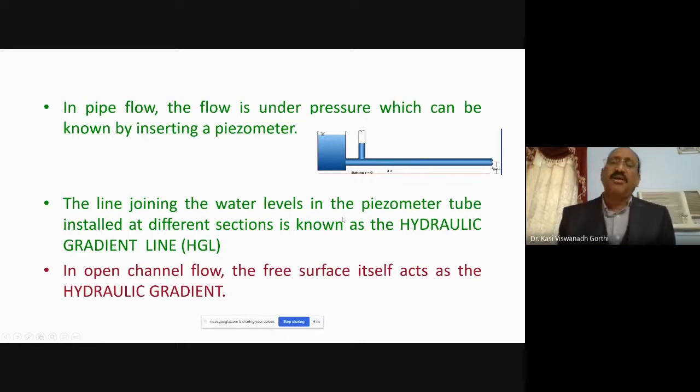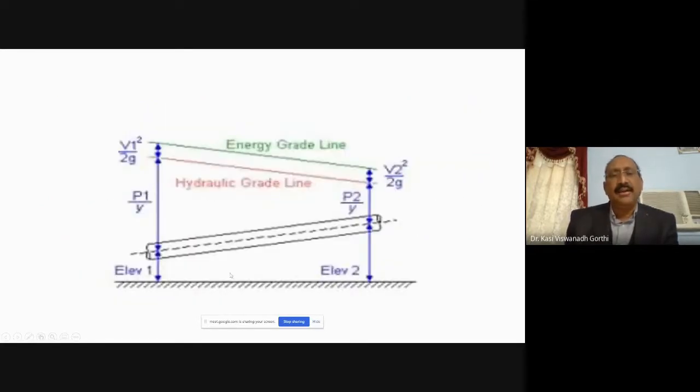In the case of open channel flows, even if you insert piezometers at different locations along the length of the channel, there will be no rise of liquid in the glass tube. For a very simple reason: open channel flows are free surface flows, directly open to atmosphere and not flowing under pressure, so the free surface directly acts as the hydraulic grade line.